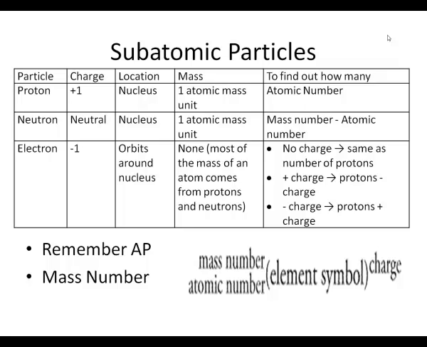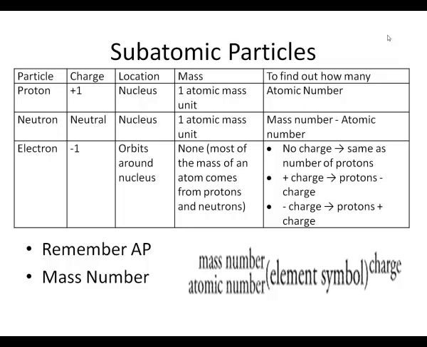A clever way to help you remember this is AP, because we're all going to take AP Chem. At least we hope so. So A stands for atomic number. That's the A in AP. And P stands for number of protons. That's where the P comes from. So that's just a way to help you remember that the atomic number is the number of protons.